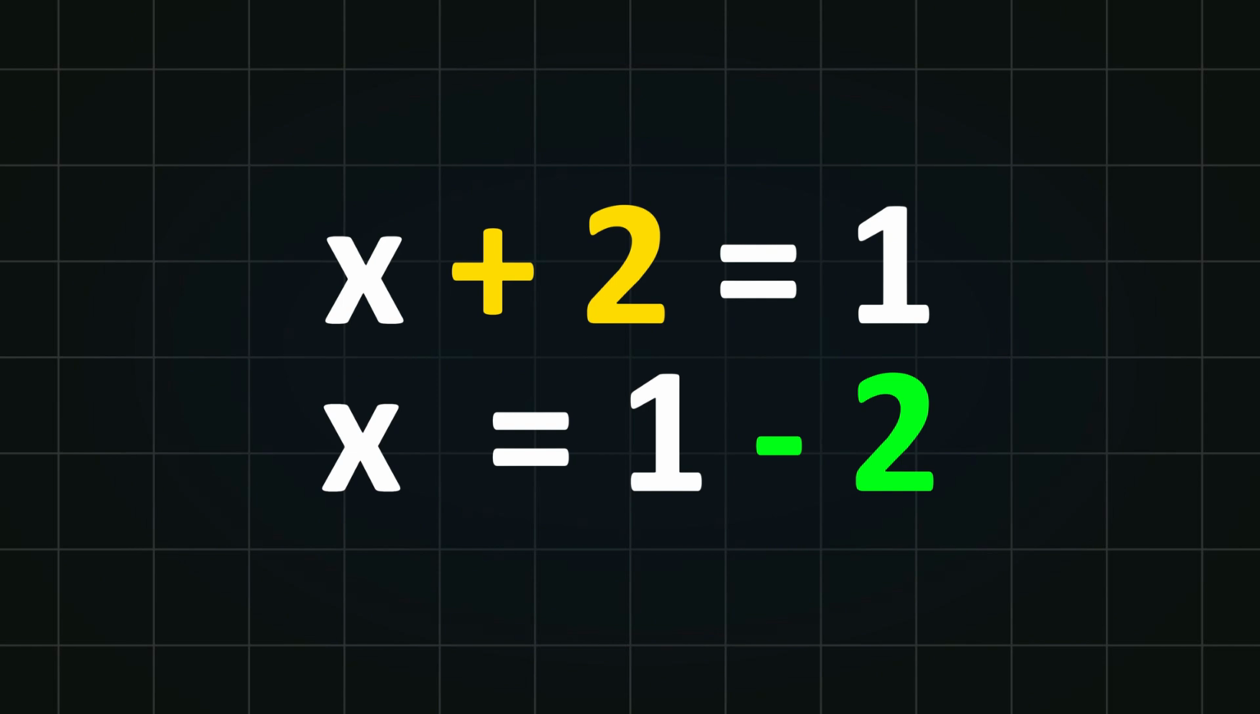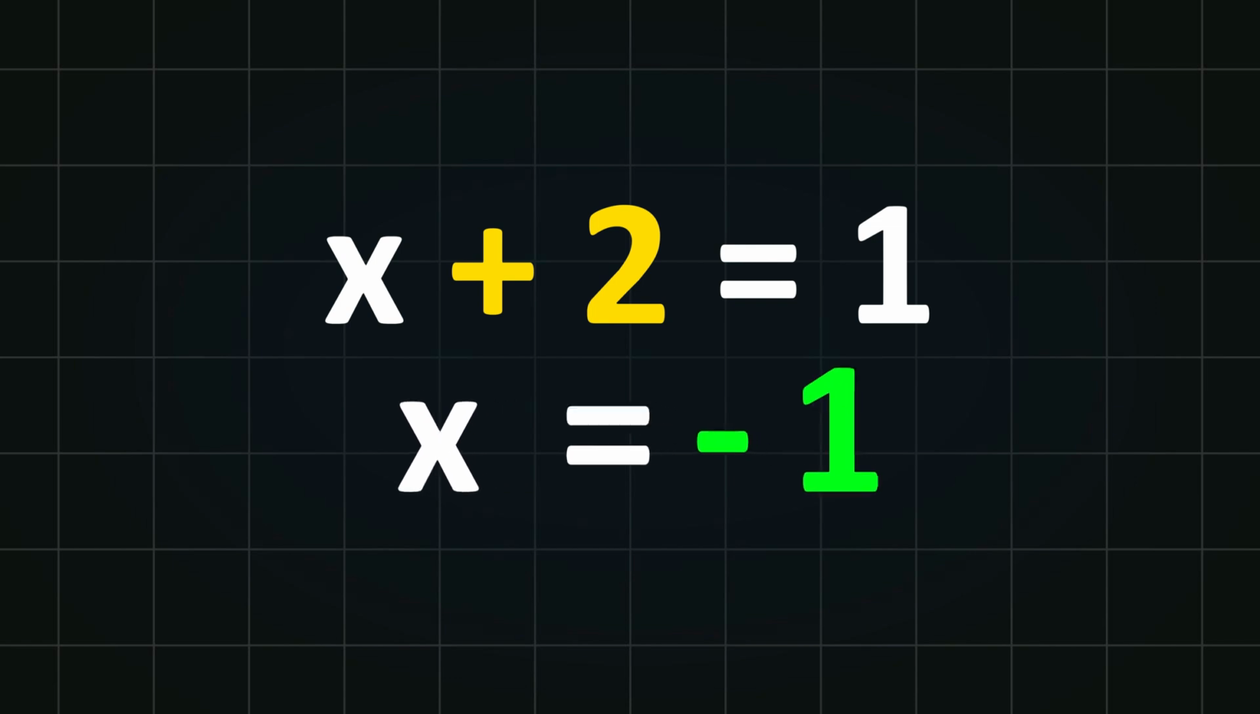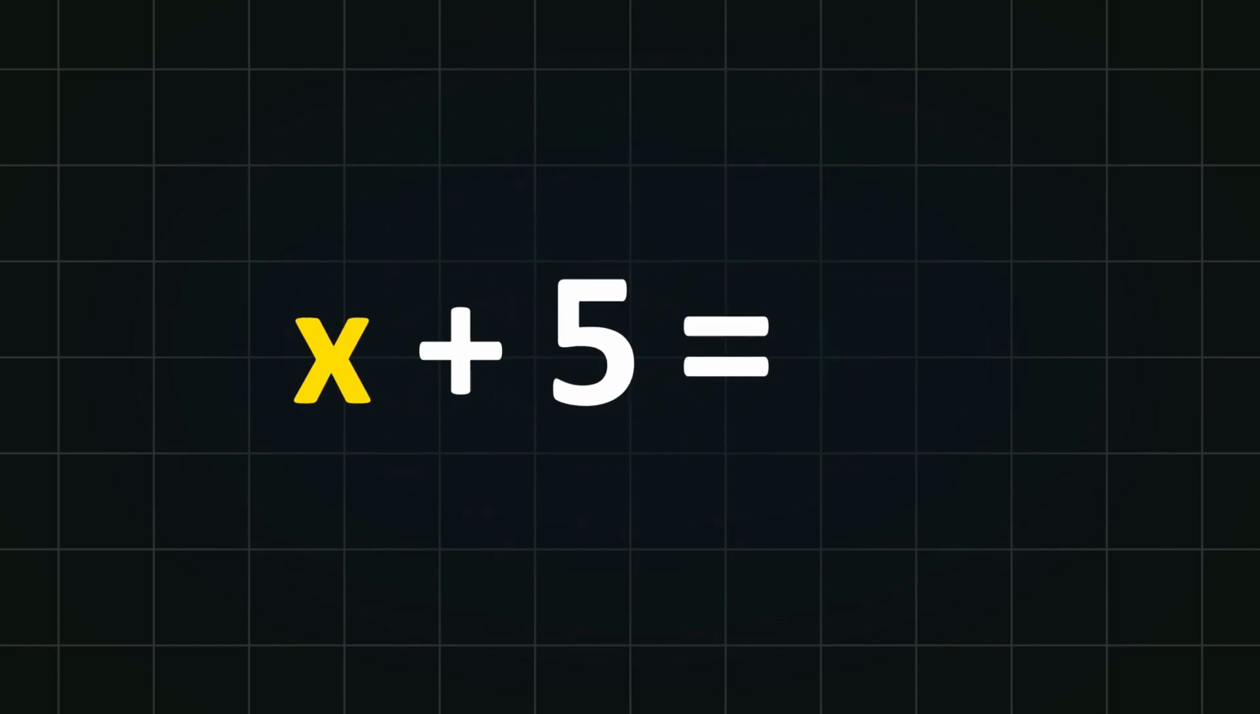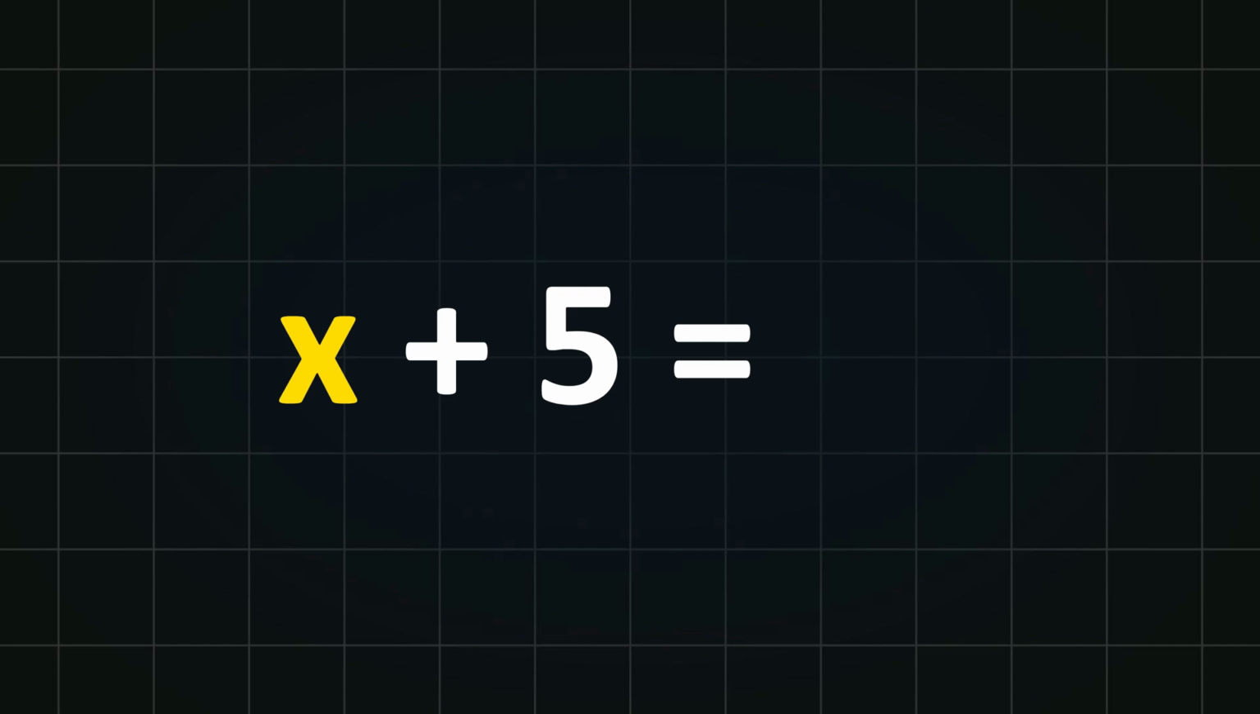Remember that I said we have to have both sides equal to the same thing. So x is equal to 1 minus 2. What is 1 minus 2? Well, 1 minus 2 is minus 1. I hope you guys have understood this a bit better. But let's try another example. X plus 5 equals 76.